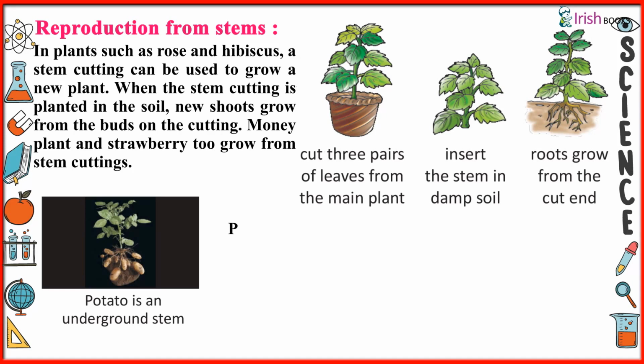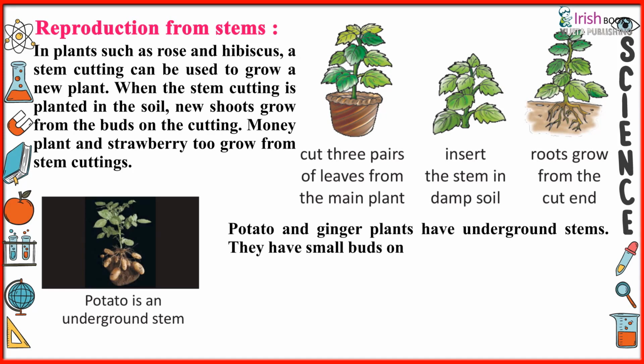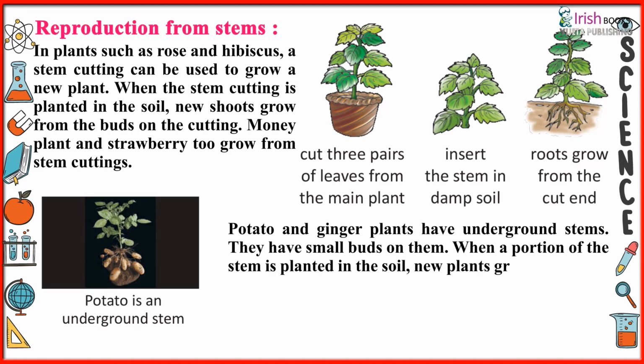Potato and ginger plants have underground stems. They have small buds on them. When a portion of the stem is planted in the soil, new plants grow from these buds.